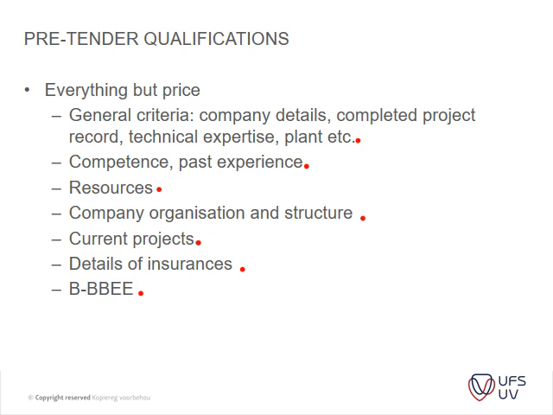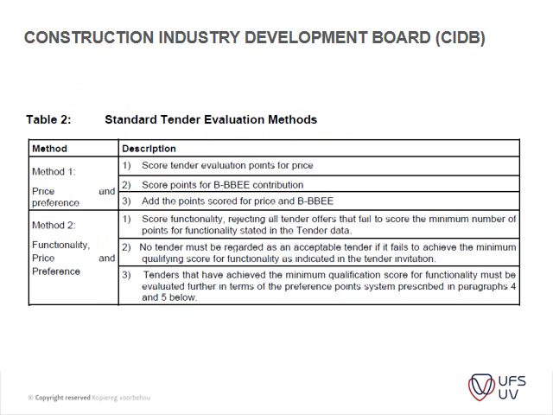Okay, and then I just added BE here, which I already spoke about, just in the South African context. Then Construction Industry Development Board. Okay, the CIDB again gives us nice tables or guidelines on how to evaluate tenders. So we have price and preference, and then we've got functionality, price and preference.